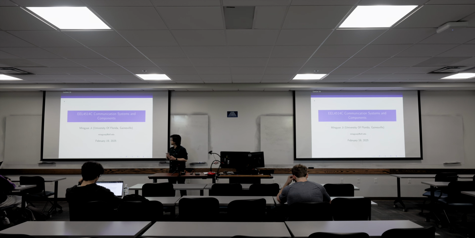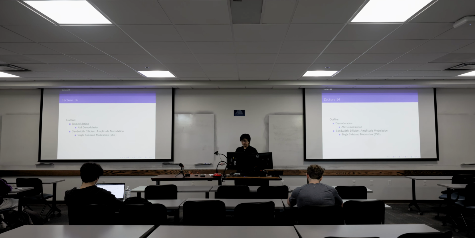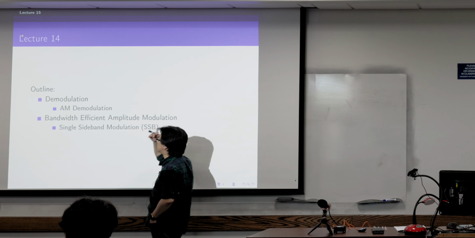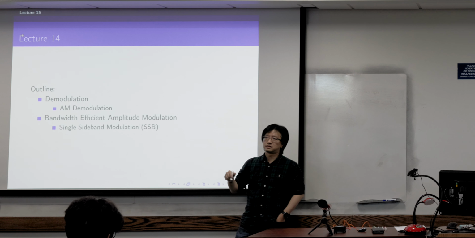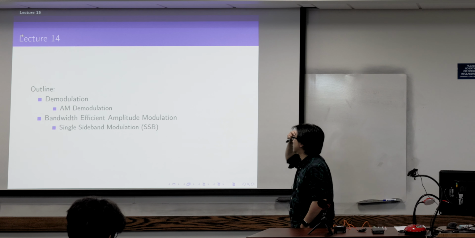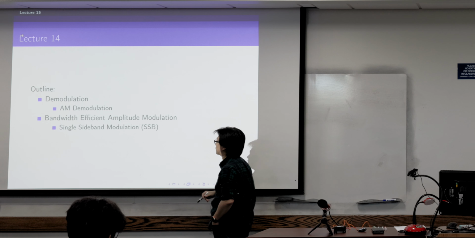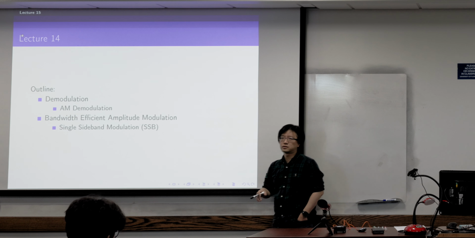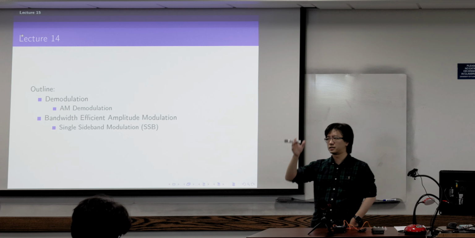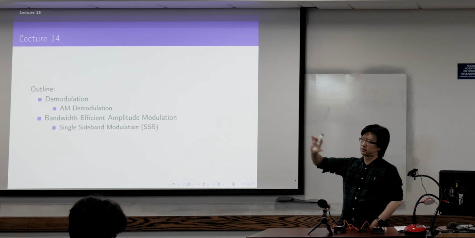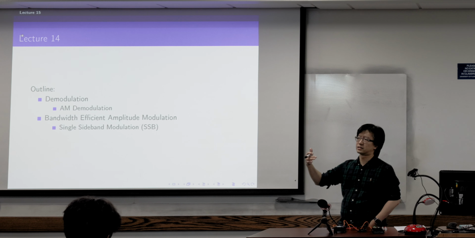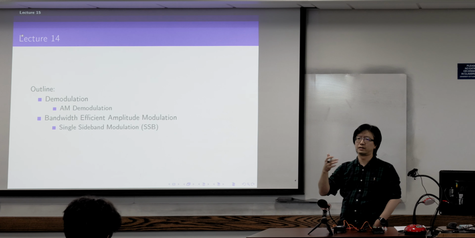Okay, so let's briefly review what we covered in the last lecture. In the last lecture, we finished talking about AM demodulation. Remember that the AM signal is nothing but the DSBSC plus the carrier, right? And then we talked about bandwidth-efficient amplitude modulation, because for the DSB signal we double the bandwidth. For the baseband signal, the modulated signal has twice the bandwidth of the baseband signal, right? So that may not be good.